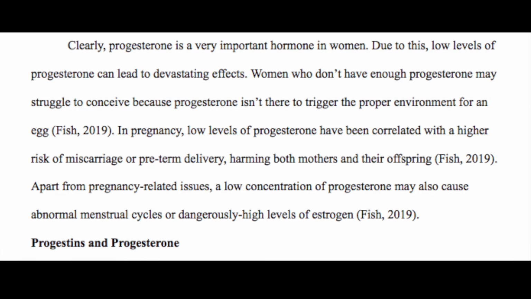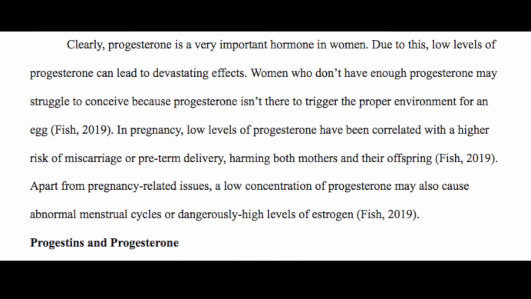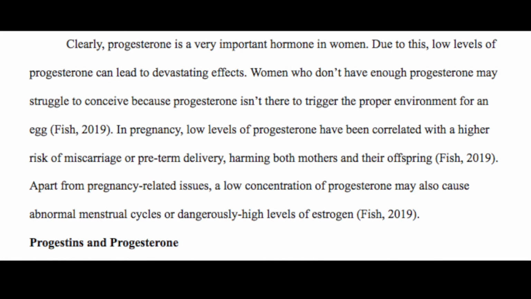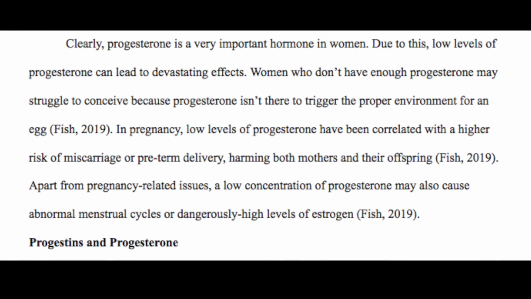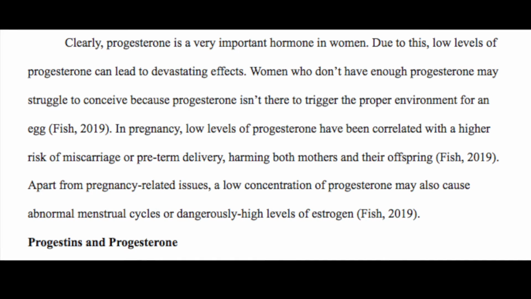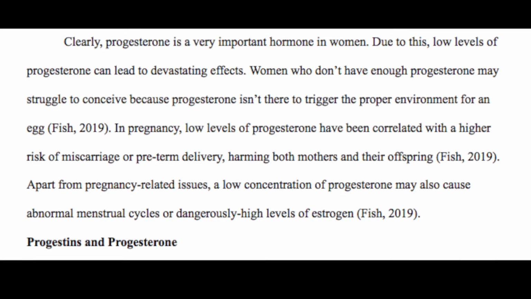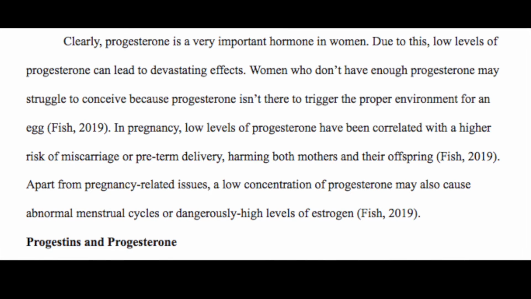In pregnancy, low levels of progesterone have been correlated with a higher risk of miscarriage or preterm delivery, harming both mothers and their offspring. Apart from pregnancy-related issues, a low concentration of progesterone may also cause abnormal menstrual cycles or dangerously high levels of estrogen.